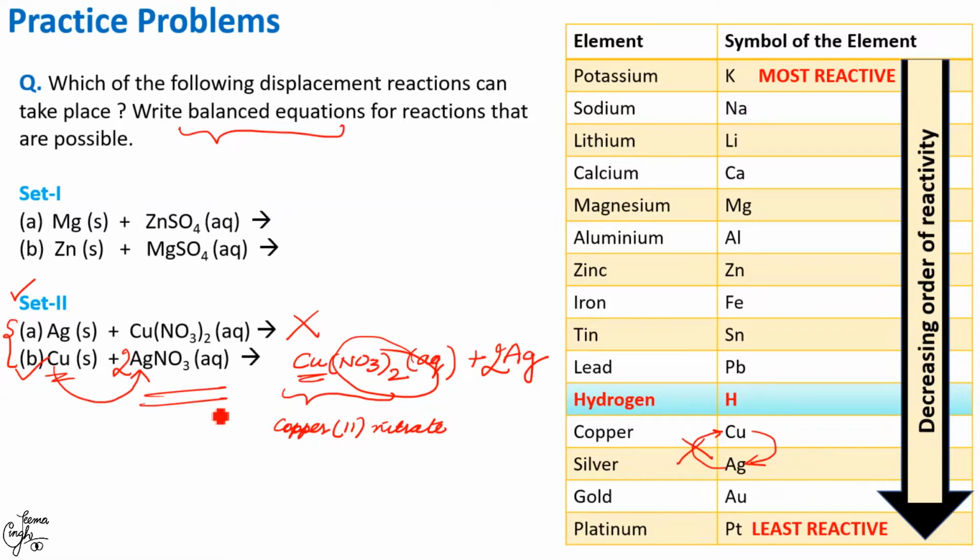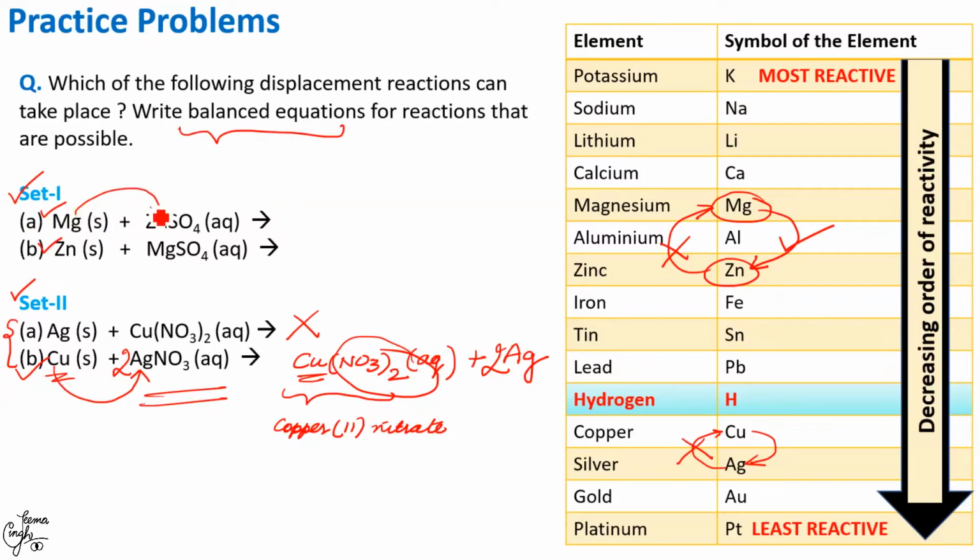I would suggest you pause the video, solve the first part and then check your answers or match your answers with mine. So here we have two metals, magnesium and zinc. Magnesium is placed higher as compared to zinc. So magnesium can displace zinc from its aqueous solution, but this is not possible. So the first reaction is possible.